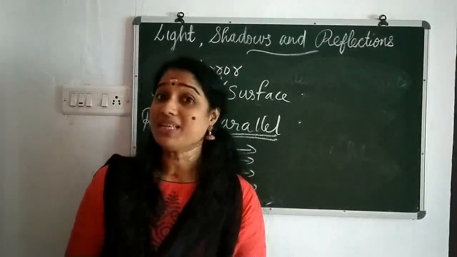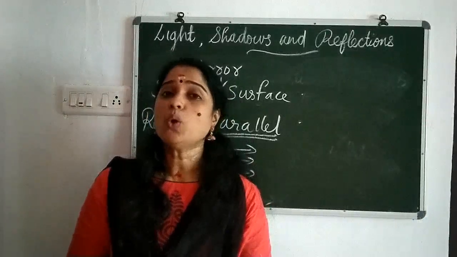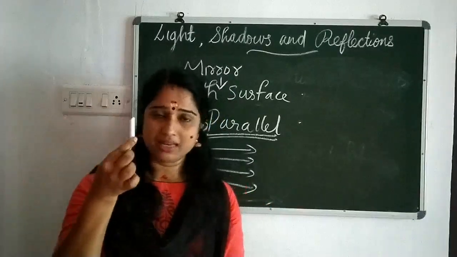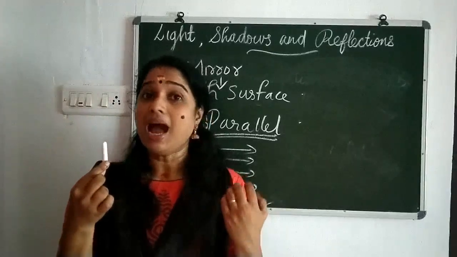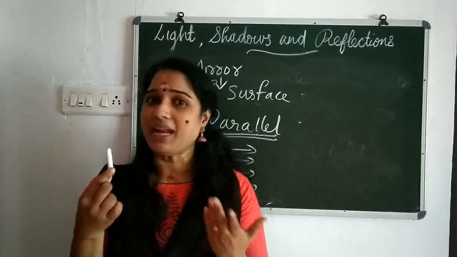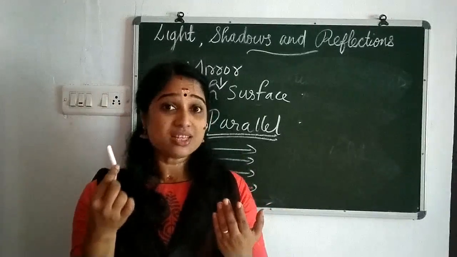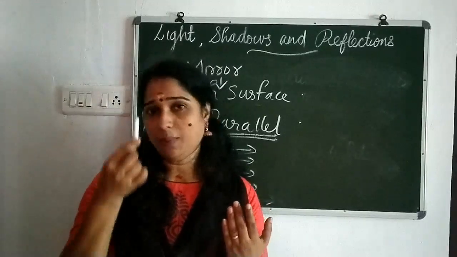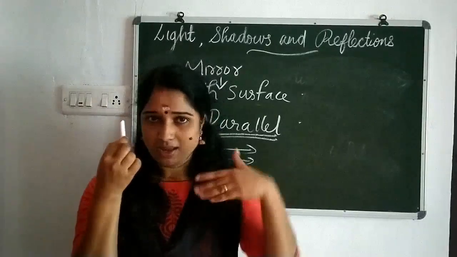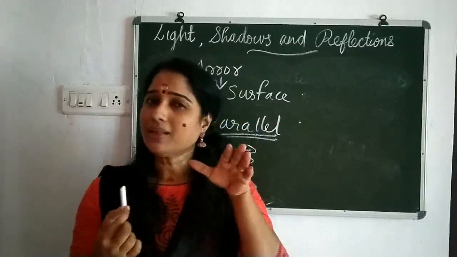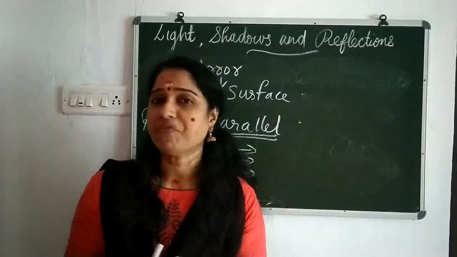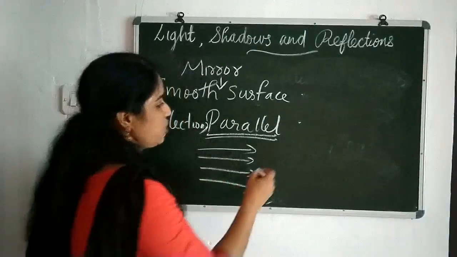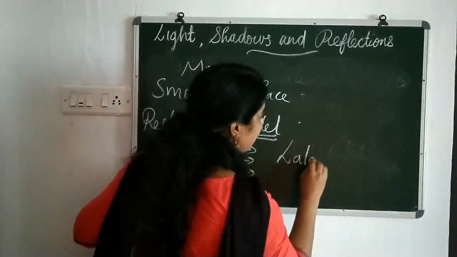Clear? Another interesting fact is that if I hold a chalk in my right hand, yes, I'm holding it, when I look at the mirror, I could feel that I am holding the chalk in my left hand. You can just check and observe it. Now I am having the chalk in my right hand. When I look at the mirror, I could feel that I am having the chalk in my left hand, and that property is known as lateral inversion.